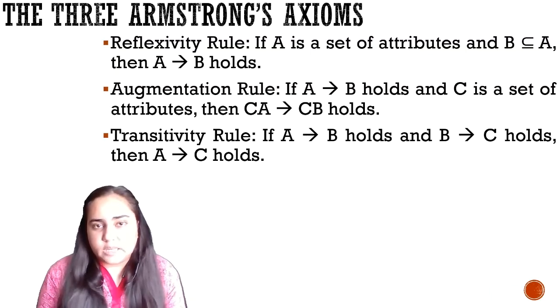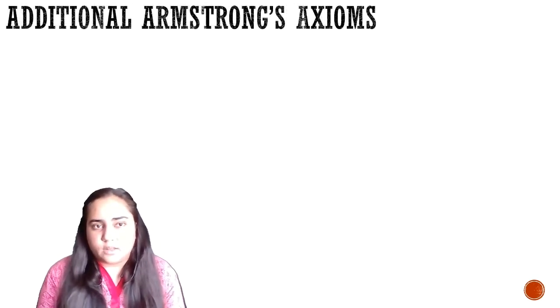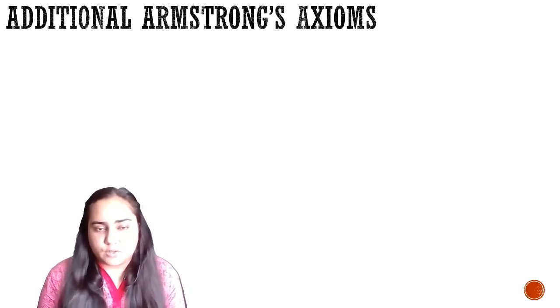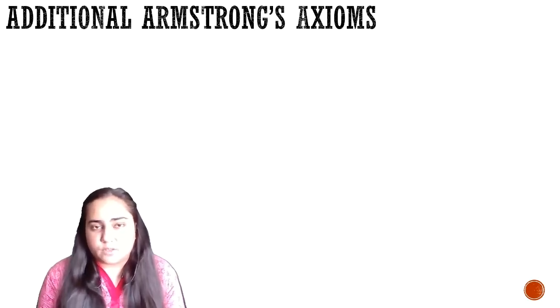But to make your work easier when you're trying to reduce functional dependencies, there are some additional rules that have been derived from these three rules, and we are going to see those. Once again, these rules are not limited to what I am presenting here. There are several rules, and many more can be derived from the three basic ones. I'm just going to show the ones that I'll be using in these videos.